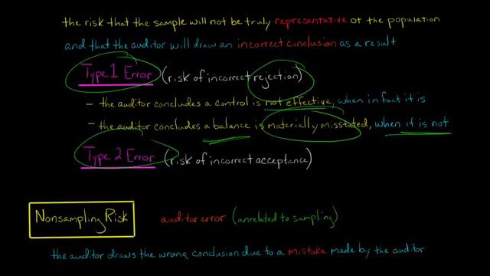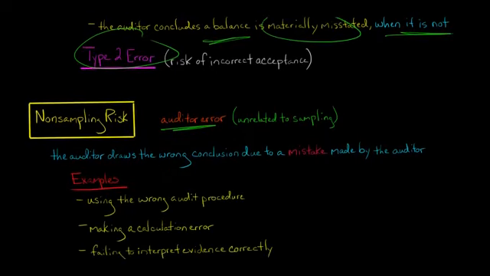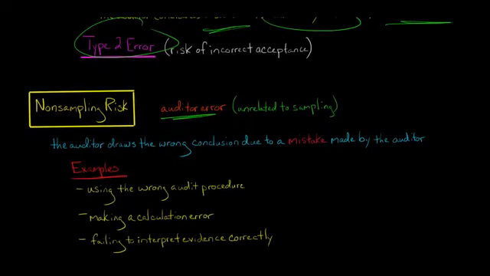Now, non-sampling risk has nothing to do with the sampling process, and it really just comes down to the auditor making some kind of mistake. So with sampling risk, remember, we're drawing the wrong conclusion because the sample's not representative. With non-sampling risk, you're drawing the wrong conclusion for some other reason. Maybe the auditor used the wrong audit procedure. It's also possible the auditor just calculated some numbers incorrectly.